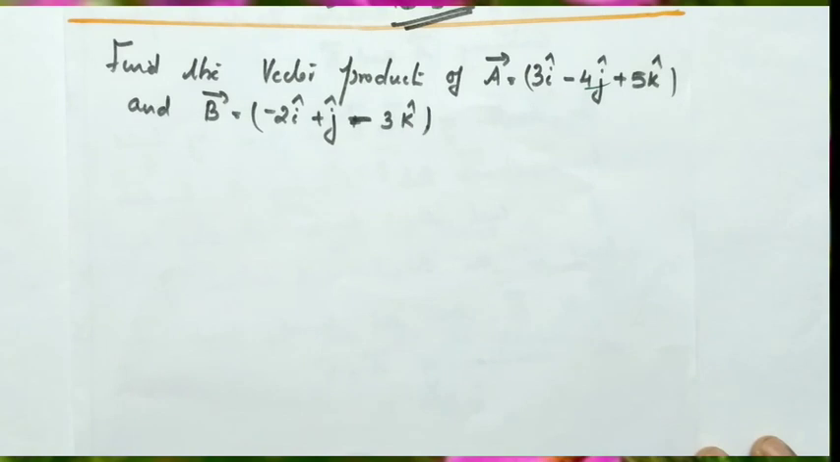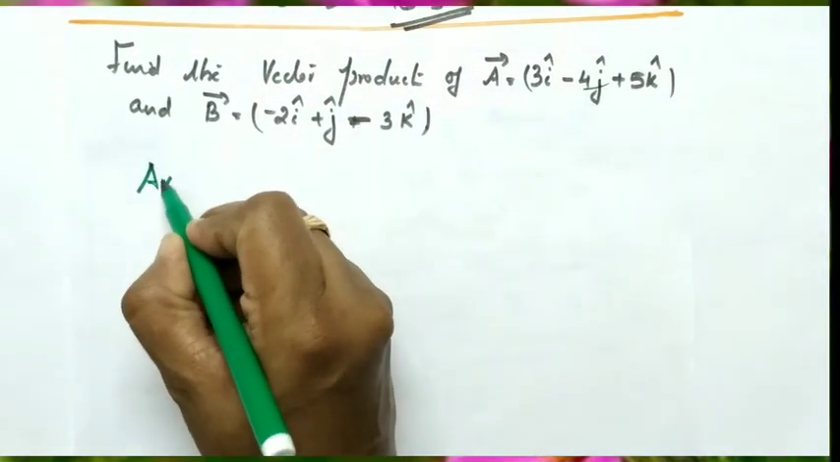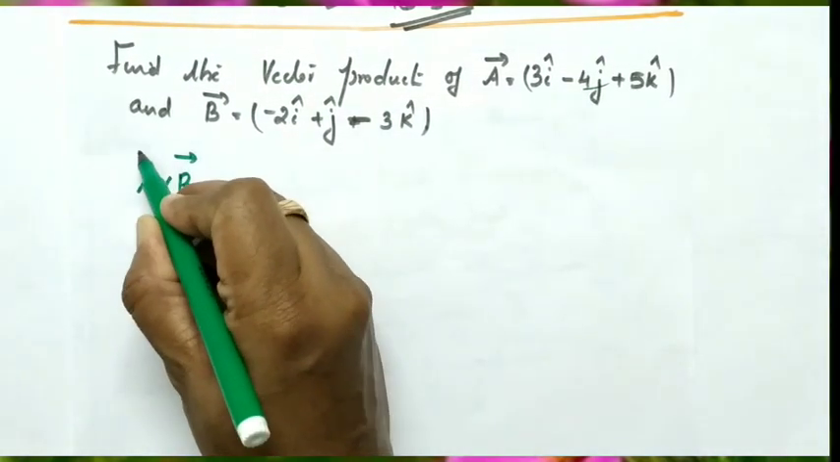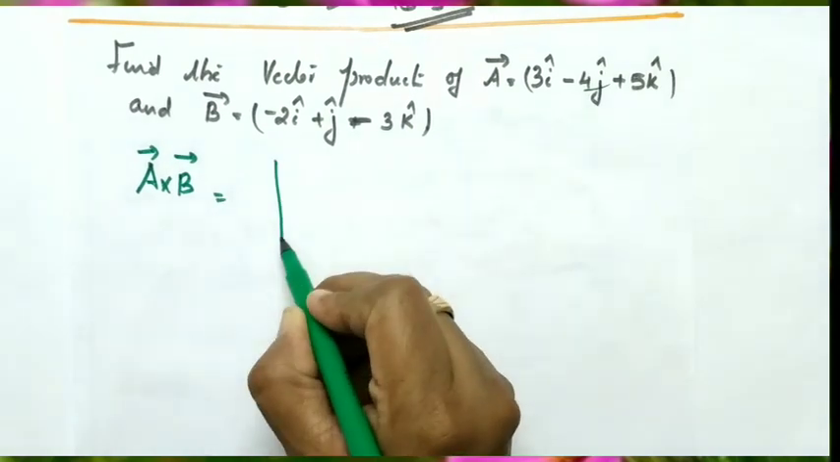Find the vector product of vector A equal to 3i minus 4j plus 5k and vector B equal to minus 2i plus j minus 3k. So we have to find A cross B. So we know that A cross B. How will you find A cross B? Using a determinant.